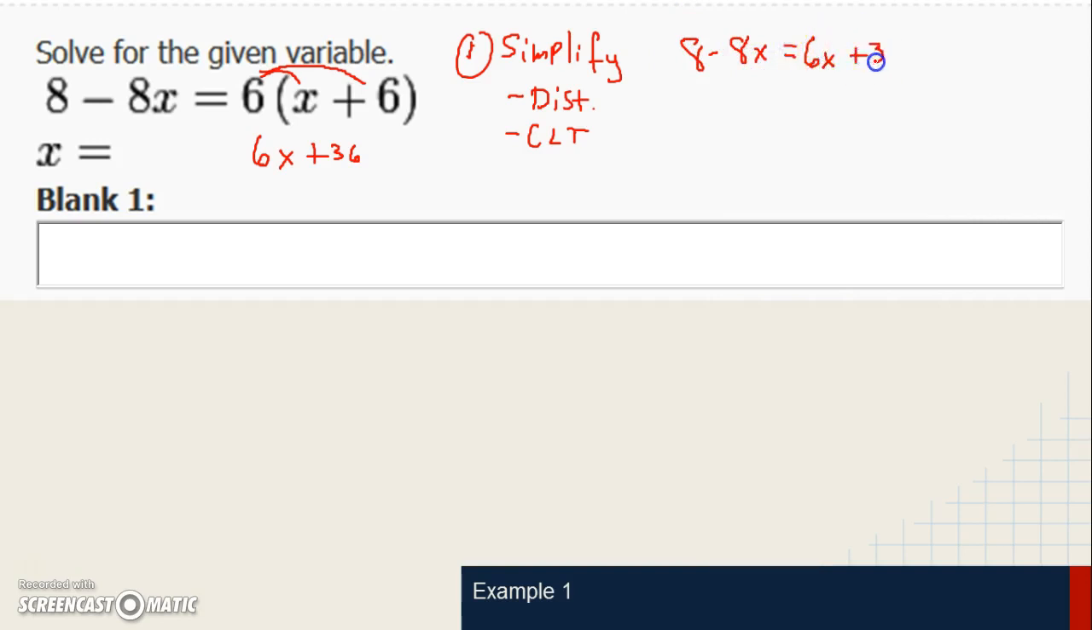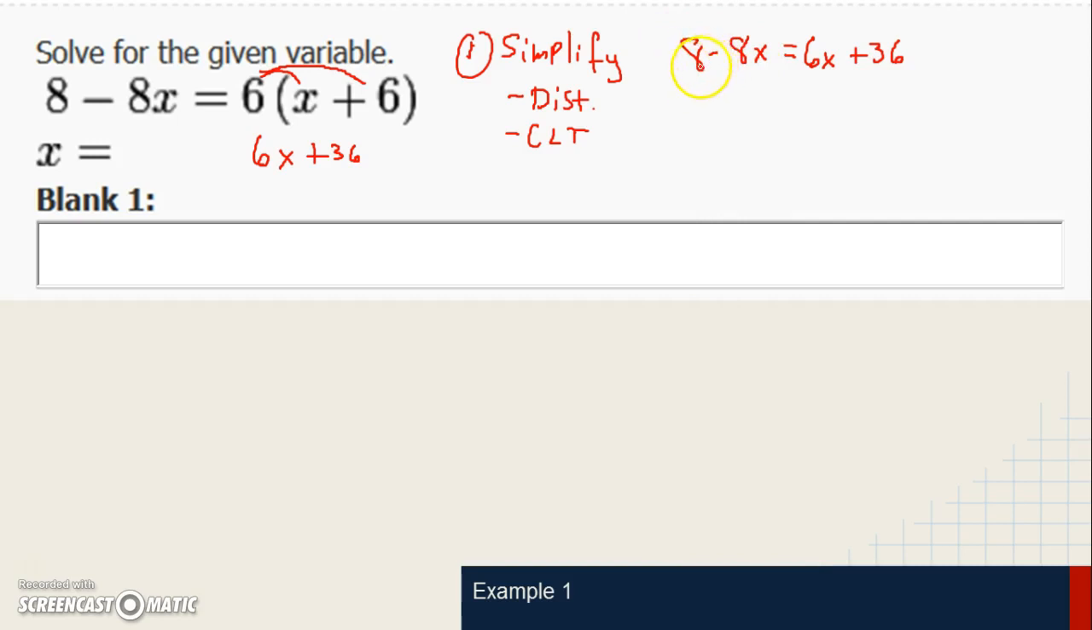6x plus 36. You're going to notice on each side of the equal sign, so 6x plus 36, I don't have any like terms to combine. This is my x term, this is my constant. On the left hand of the equation, I also don't have any like terms to combine. This is my x term, this is my constant. So I begin to use inverse operations.